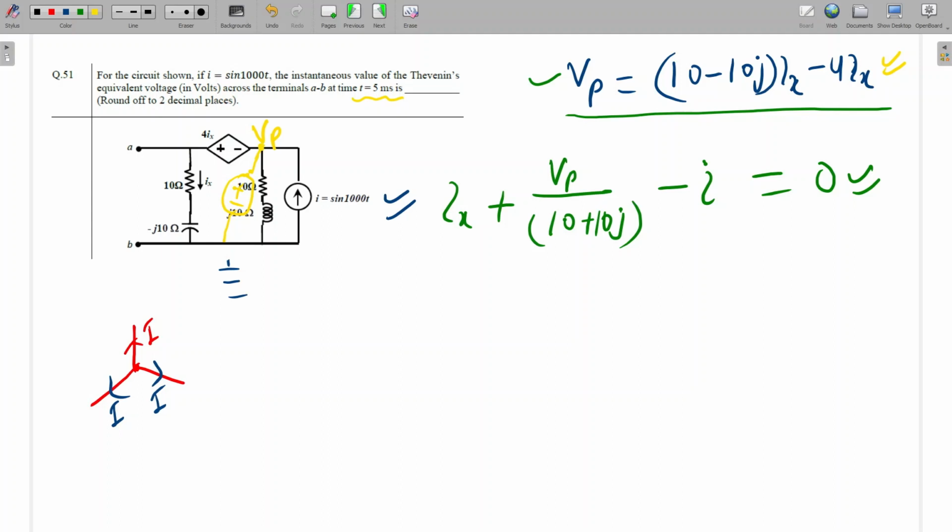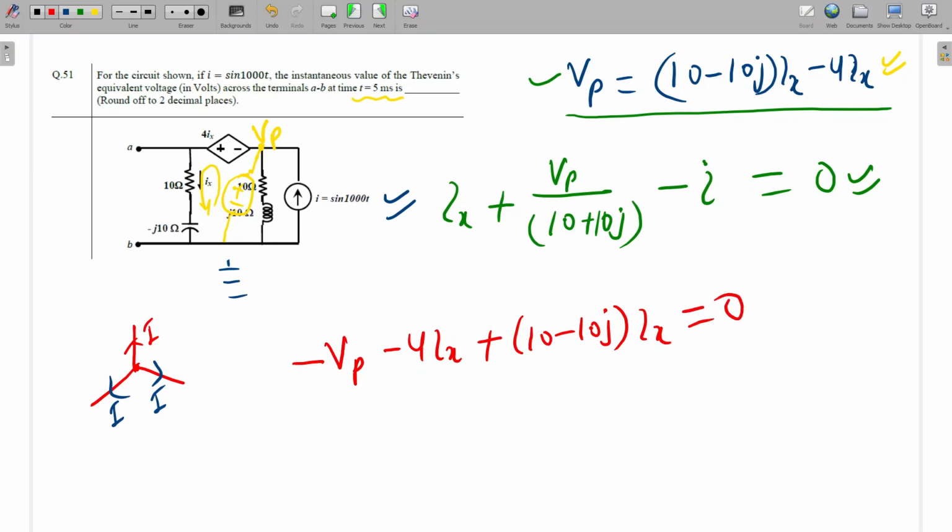Is it clear? Yes, sir. This source is not a real voltage source, just a fictitious source I'm connecting here. So we have to calculate this. We can write KVL in this loop: minus Vp, minus 4Ix, plus (10 minus 10j) into Ix should be equal to 0. Is it clear?